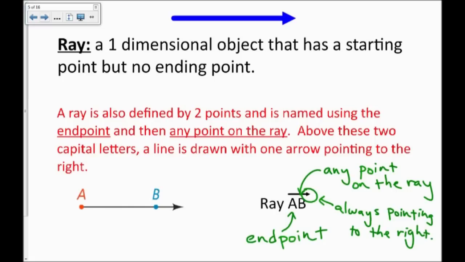To give you another example, if there's a point right here called point C, I could label this ray either AB, like I have in the example over on the right, or I could call it AC. They're the exact same ray because I have the endpoint A and then a point that's on the ray. Again, the arrow always points to the right.